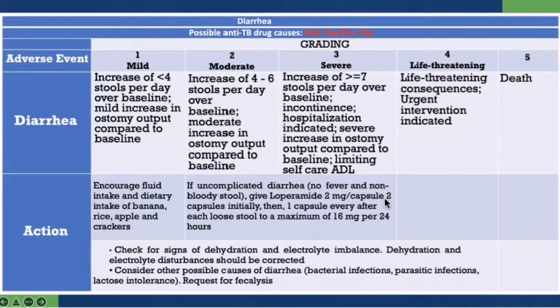So for moderate to severe diarrhea, if it's uncomplicated, meaning there's no fever and non-bloody stool, you can give our ancillary med loperamide, 1 capsule after each loose stool, to a maximum of 16 milligram per 24 hours.